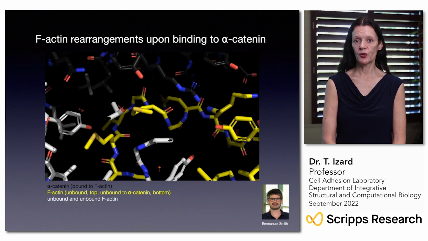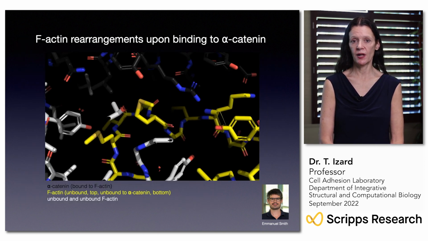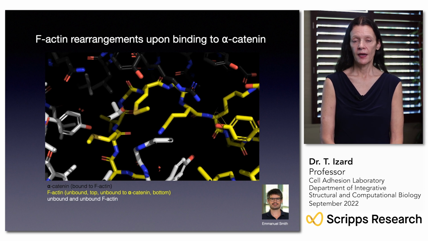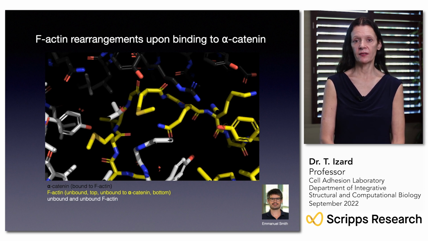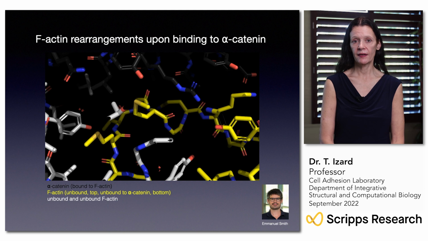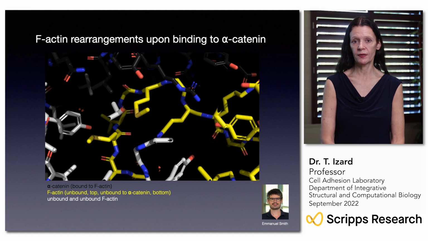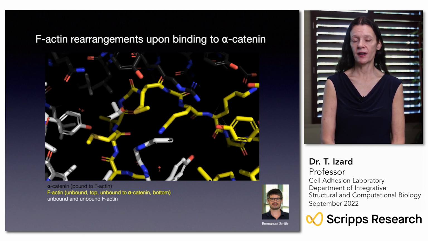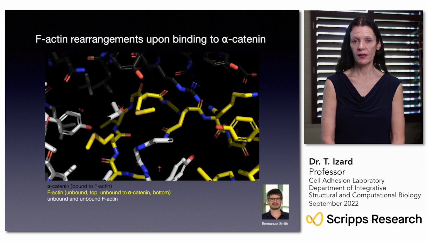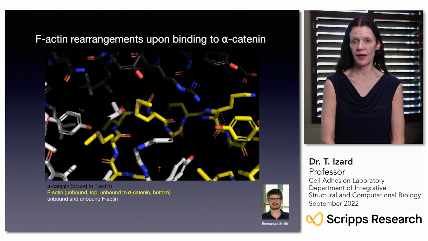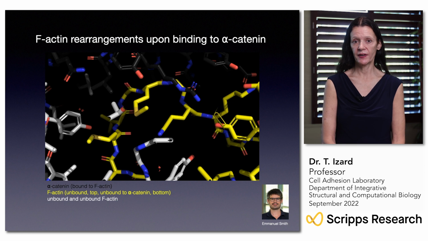This little movie shows what happens to actin upon binding to alpha-catenin. In white is the unbound F-actin structure. In black is alpha-catenin superimposed, as we see it in the F-actin bound structure. And in yellow, you can see the transitions in actin to accommodate alpha-catenin binding.